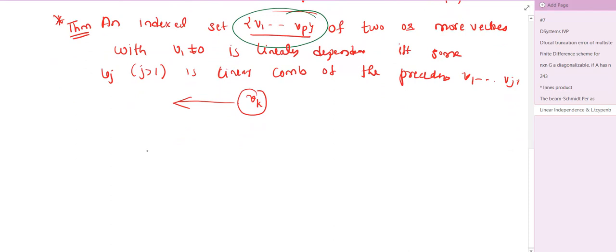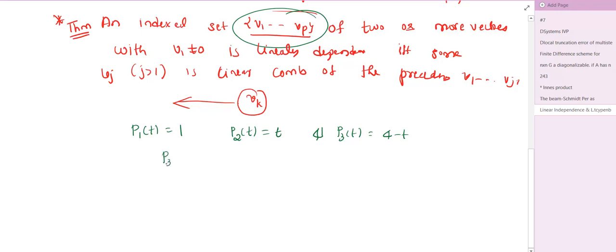Now, for example, let me consider P1 of t is equal to 1, P2 of t is equal to t, and P3 of t is equal to 4 minus t. Okay. Then you can observe, here I have three vectors, P1, P2, P3.